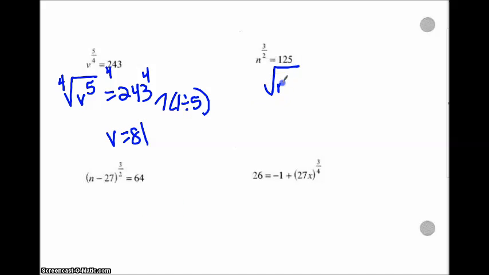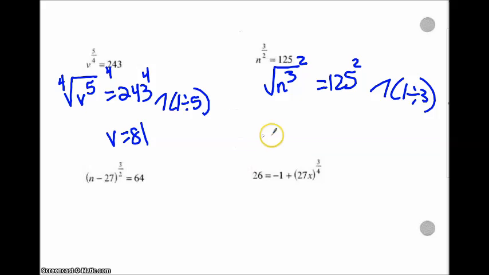You have the square root of n to the 3rd is equal to 125. You're going to square both sides, and then you're going to raise it to the 1 divided by 3. So 125 squared, and then to the 1 divided by 3, and you get n is equal to 25.